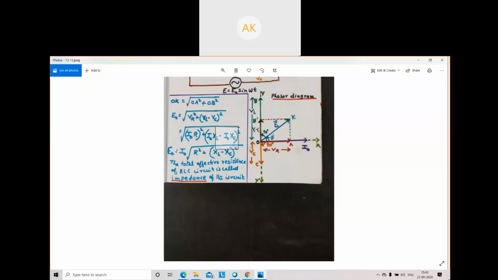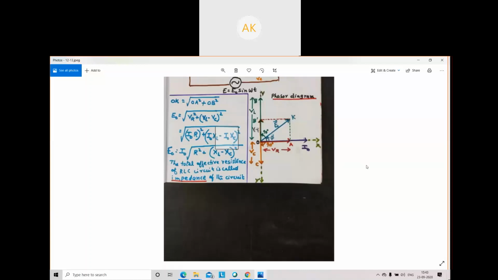Resistance, okay. Correct answer, E0 by I0 will be the resistance of the circuit. We cannot call it R because that is a new term to you. It is known as the impedance of the circuit. So E0 by I0 gives the impedance of the circuit. Impedance means the total opposition offered by all the three elements to the AC circuit.